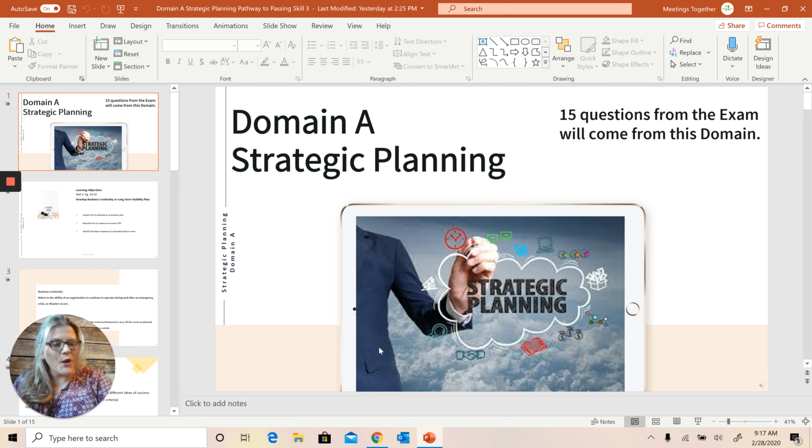Pathway to Passing opened 2 weeks ago, and we're just now finishing up Domain A, strategic planning, if you're on tracks 1 and 2. So I thought it would be okay to take you behind the scenes and give a sneak peek inside Pathway to Passing on how I taught that ROI percentage formula.